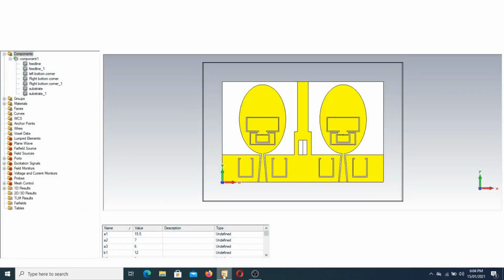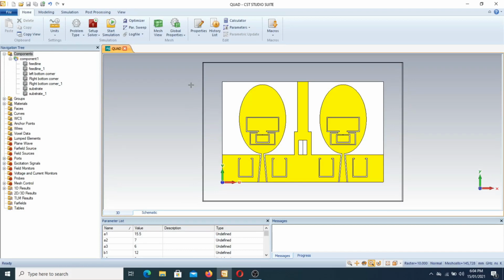Moving toward the CST Studio, here is the design of the antenna. This is actually a type of MIMO antenna. First of all we have to discuss what a MIMO antenna is. MIMO is the abbreviation of multiple input and multiple output.